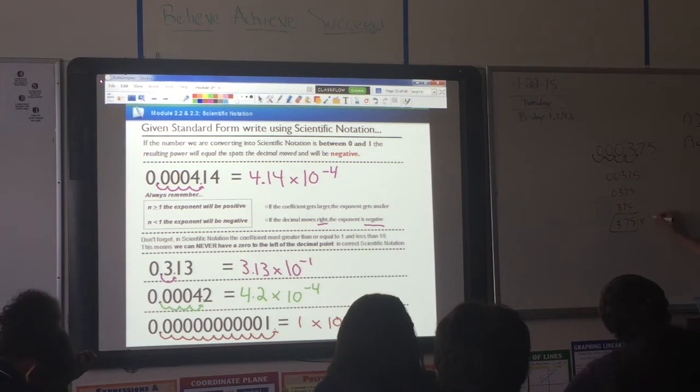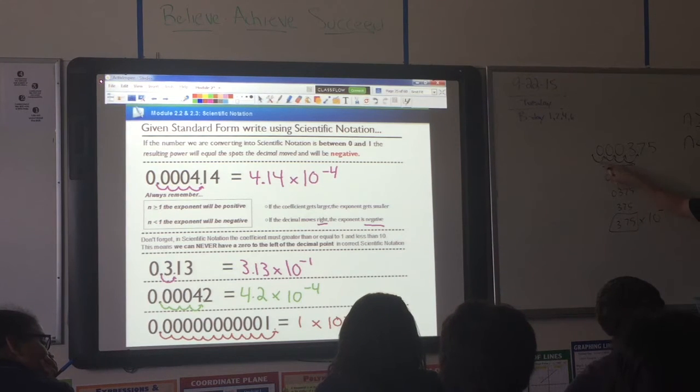You write your multiplication, you write your base, and then you look. Okay, I move to the right. So that means that my exponent is going to be negative. And I moved it 1, 2, 3, 4 times, so it's going to be negative 4.